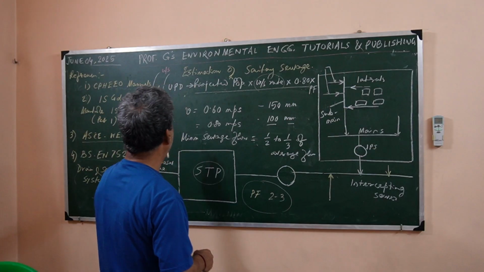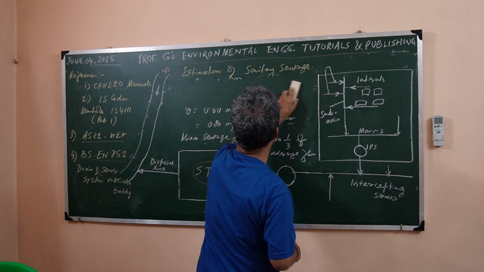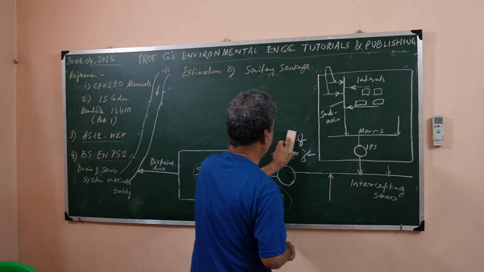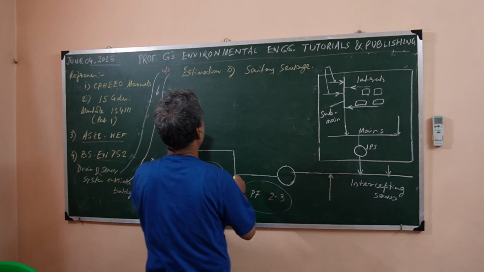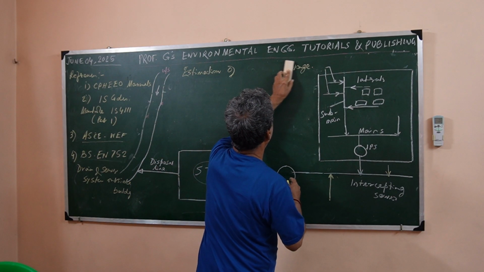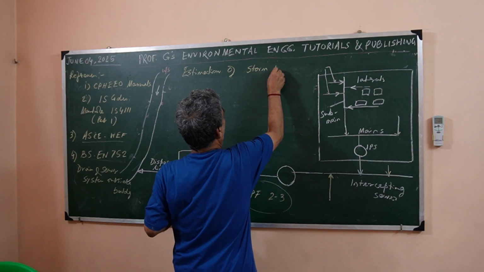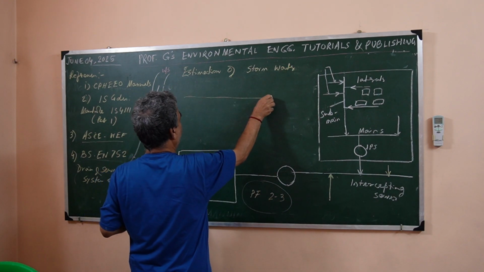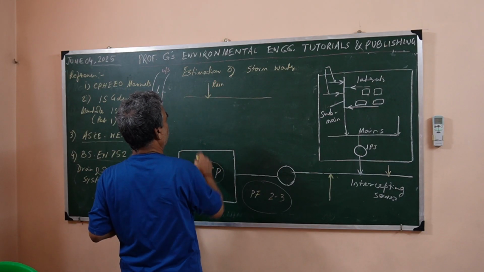Now let me rub this out to move to the second type of the sewerage system, that is the distribution of storm water, that means coming from rain. As you know, when the rain falls, rain is the mother source, as you know.